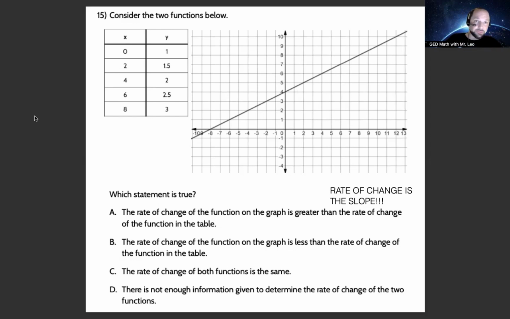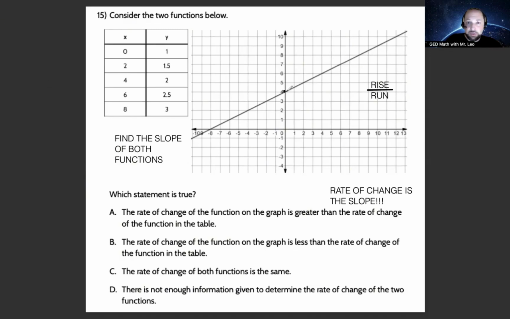That would work though. What I want to do right here is I want to get a numerical value for each slope. Essentially, what we need to do is find the slope of both functions. Once we have a slope for both, we can compare them and choose our answer. So let's start here with the graph because that's a little friendlier. If you have a picture, it's a little easier. I'm going to use the rise over run method.